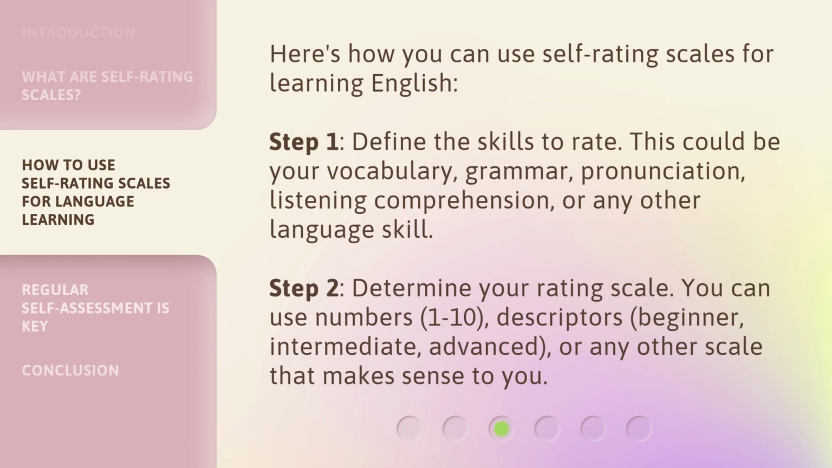Here's how you can use self-rating scales for learning English. Step 1. Define the skills to rate. This could be your vocabulary, grammar, pronunciation, listening comprehension, or any other language skill. Step 2. Determine your rating scale. You can use numbers 1 to 10, descriptors, beginner, intermediate, advanced, or any other scale that makes sense to you.